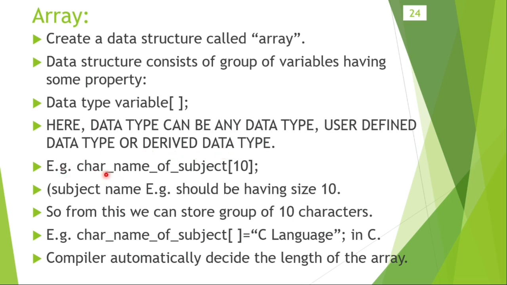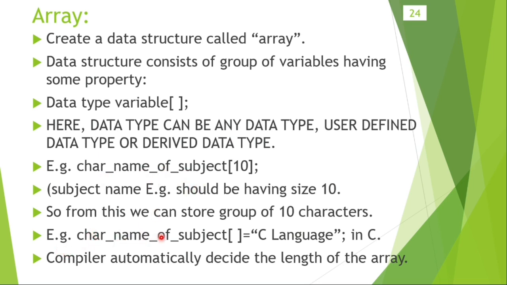For example, char subject_name. These all have underscores, because a variable never has space. Okay, so here in the square bracket the value 10 is given and the semicolon after it ends the syntax. Subject name should have a size of 10. Suppose math, science, English, social science. So the length of the subject name is 10. So from this we can store a group of 10 characters. Okay, 10 characters we can store in this subject name.